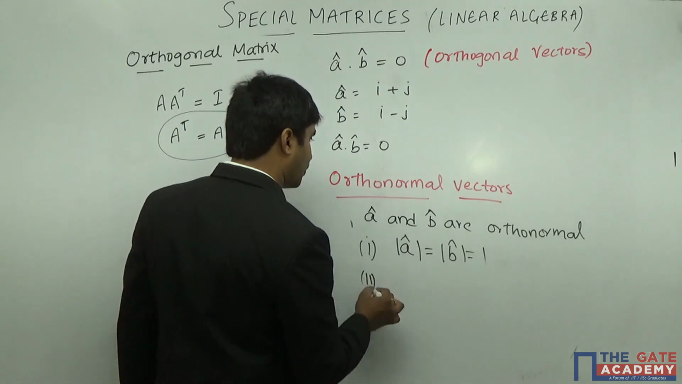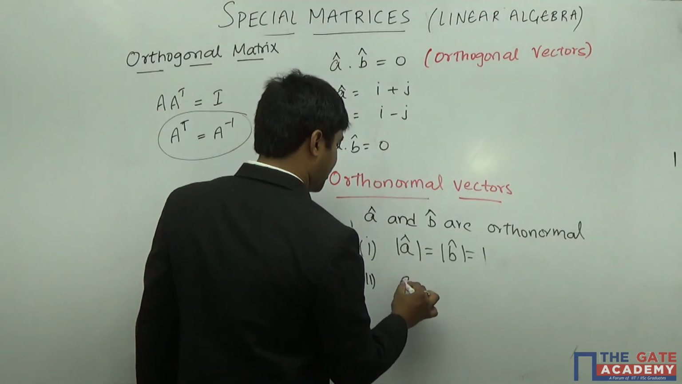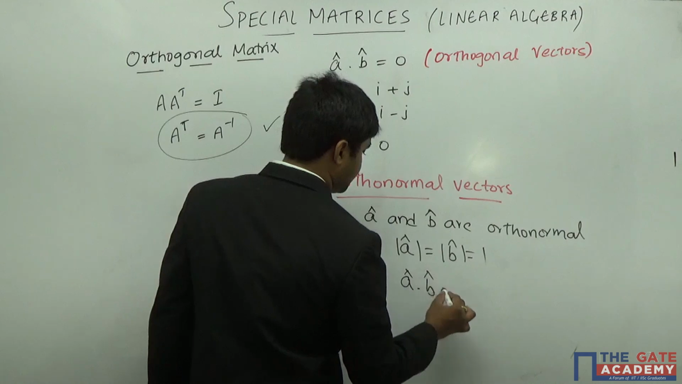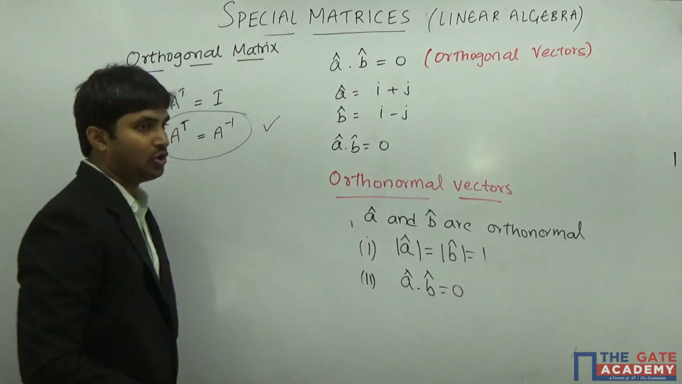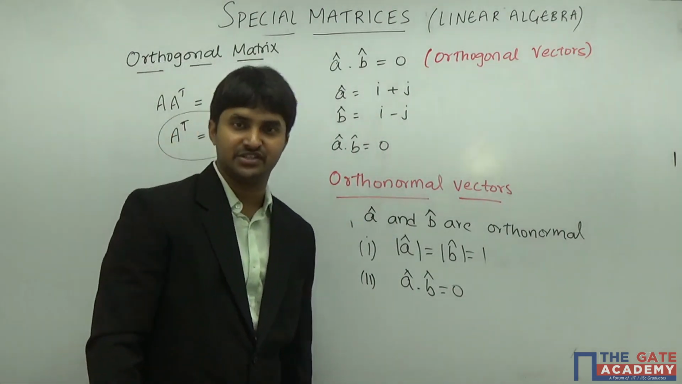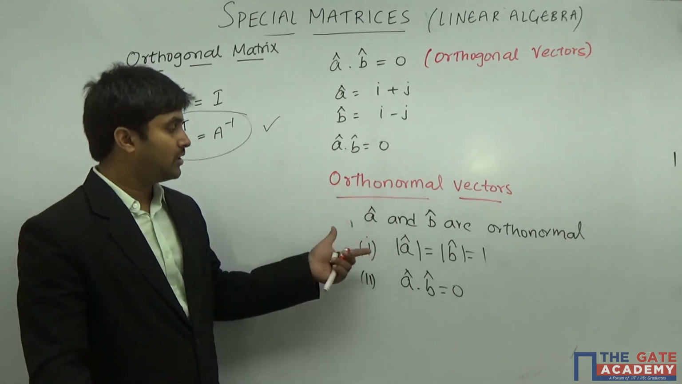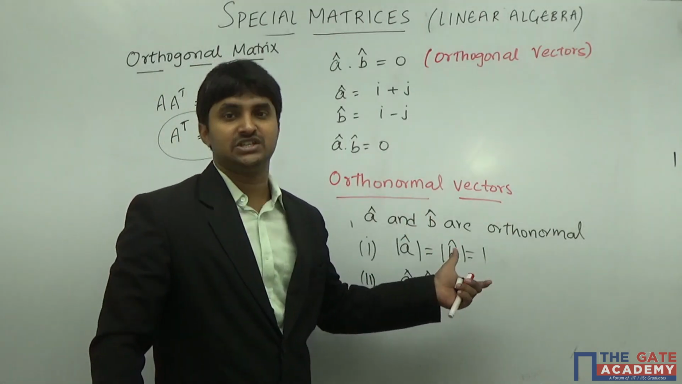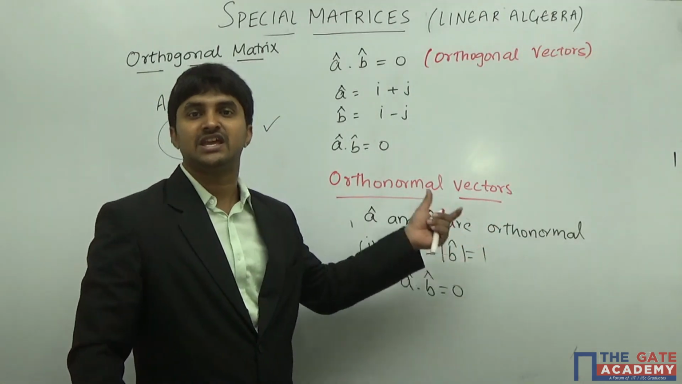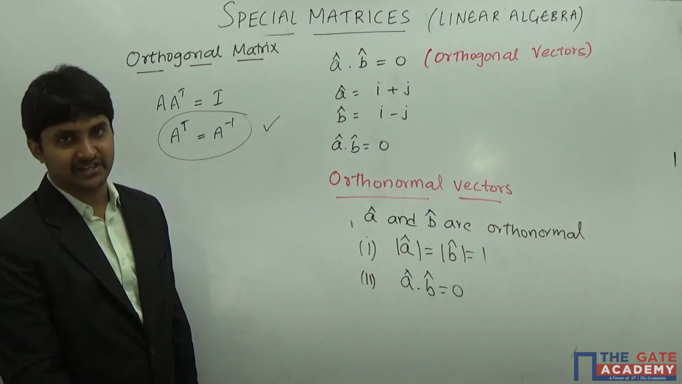And the second thing is what we have seen as orthogonality, that the dot product of these two vectors should be equal to 0. So the two conditions have to be satisfied along with the orthogonality. One more additional condition is that they have to be unit vectors in the case of orthonormal vectors.